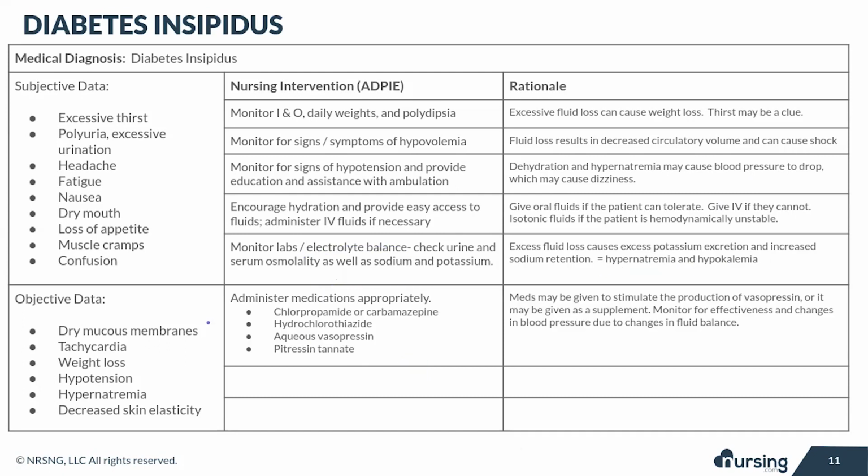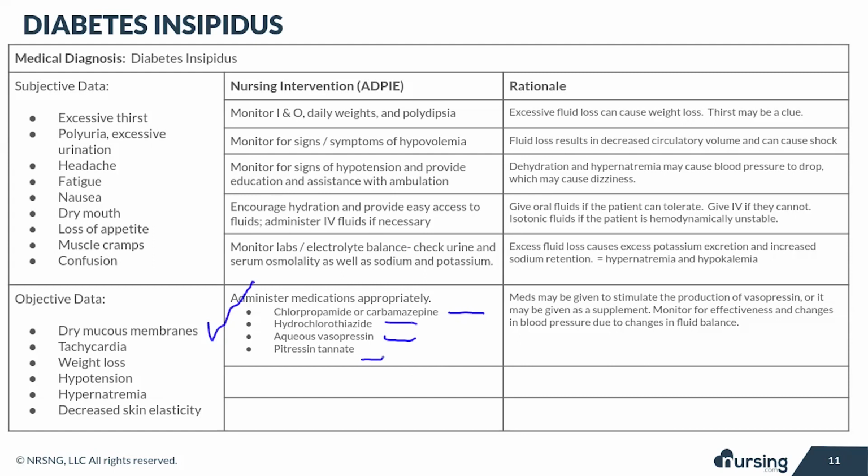The next thing we may need to do is actually to give medications. I've listed the really important ones here for you to see. So chlorpropamide may be given to stimulate the release of vasopressin. Hydrochlorothiazide may be given to treat nephrogenic diabetes insipidus, which again, remember, is when the kidneys can't respond to the vasopressin that's already circulating in the body. Aqueous vasopressin may be given to treat short-term diabetes insipidus, and the pitressin tannate is a long-acting vasopressin.